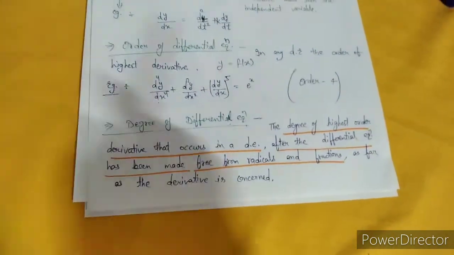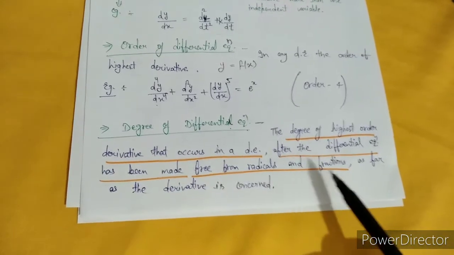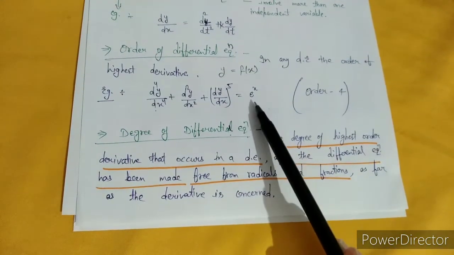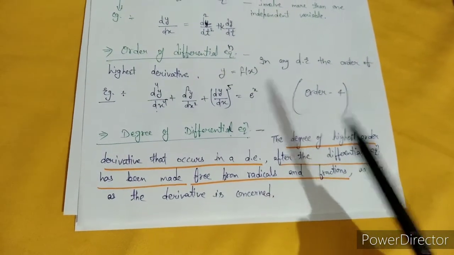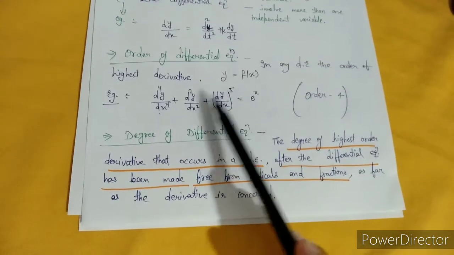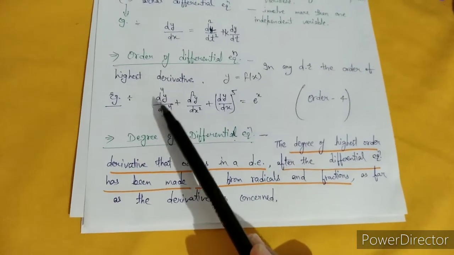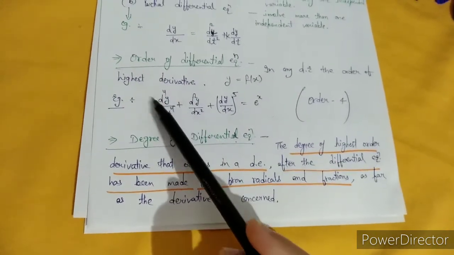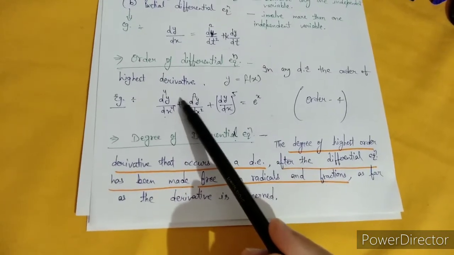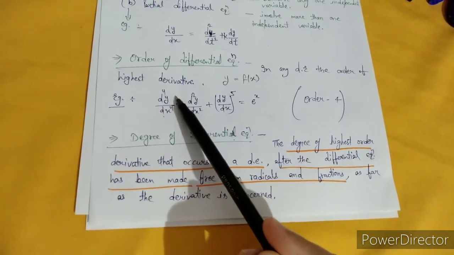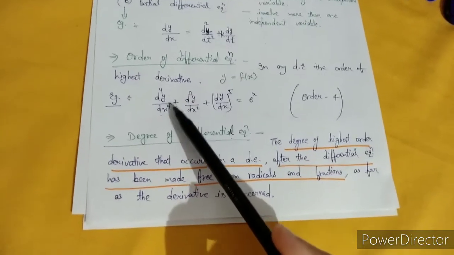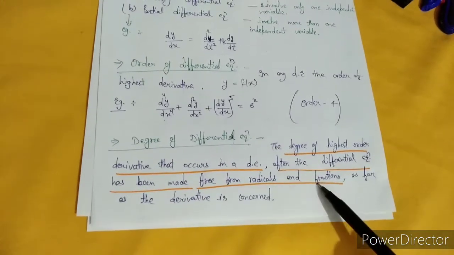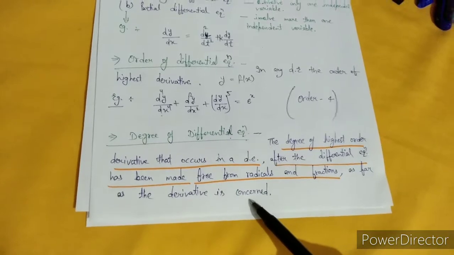So after the differential equation has been made free from radicals and fractions. Here radicals and fractions are like this: if there is a function of e to the power x, if there is sin x, if there is a fraction in the power of this derivative, then first of all you have to solve all these fractions. If you think there is a power that is 1 by 2, first of all you have to solve that power. You have to make it a simple real number, not a fraction, then you can find out the order, and after that you will find out the degree of the differential equation as far as the derivative is concerned.